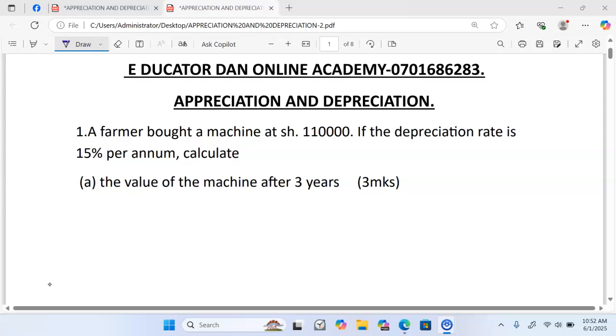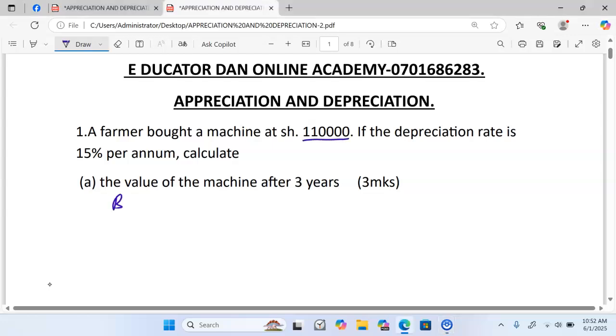We are looking at appreciation and depreciation, a subtopic in commercial arithmetic 2. And the question we have reads, a farmer bought a machine at 110,000 shillings. If the depreciation rate is 15% per annum, calculate A, the value of the machine after 3 years.